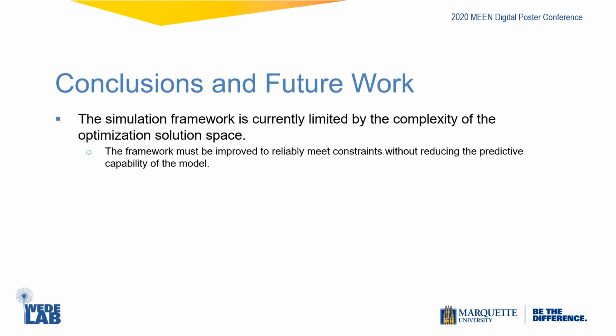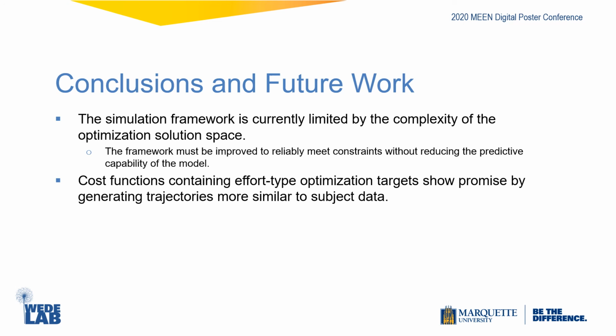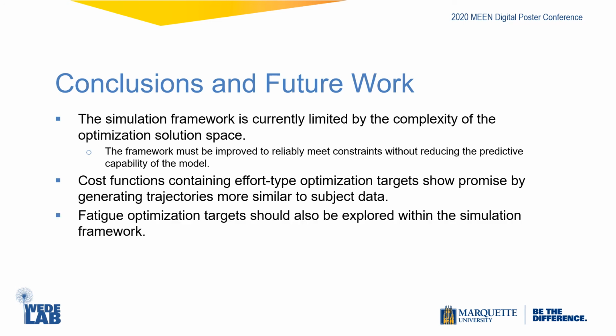The simulation framework is currently limited by the complexity of the optimization solution space and must be improved to reliably meet constraints without reducing the predictive capability of the model. However, the new cost functions containing effort-type optimization targets show promise by generating joint trajectories more similar to subject data than the Soon model. Future work will continue to explore what motivates human walking patterns by developing fatigue optimization targets that work with a mechanical model.